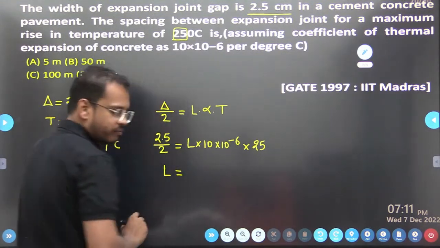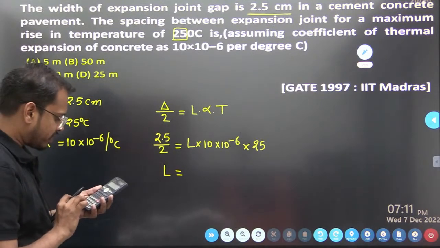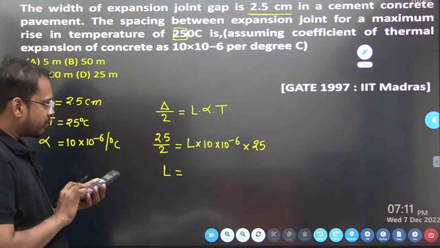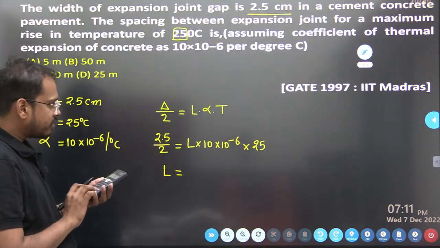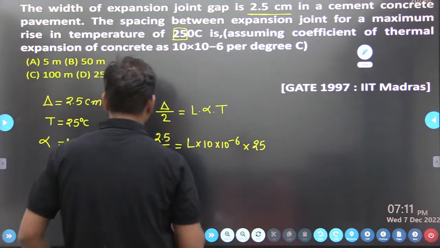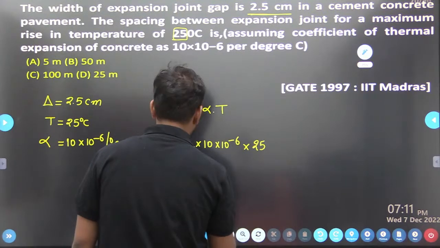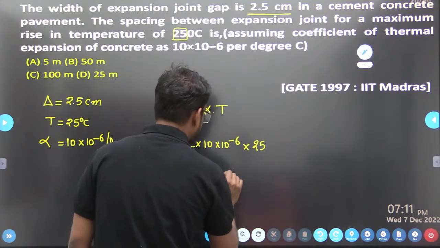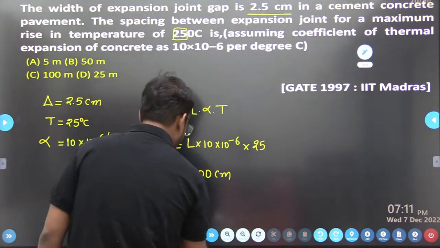Now please calculate capital L. So 2.5 divided by 2, divided by 10 raised to power minus 6, multiplied by 10, multiplied by 25. So the value becomes equal to 5000 centimeter. If 5000 centimeter, then converting into meter, it becomes equal to 50 meter.